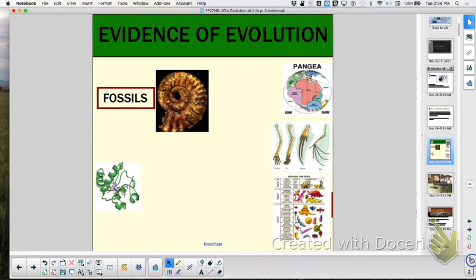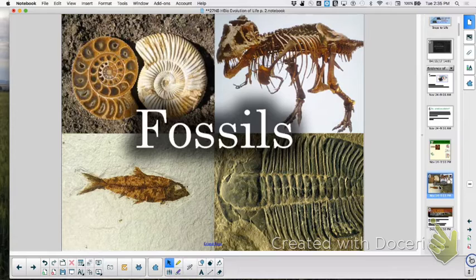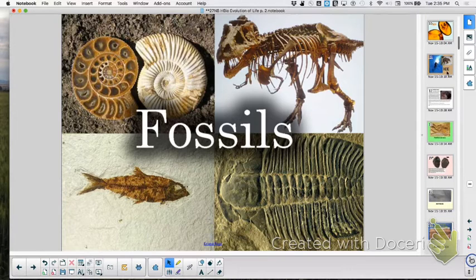To be a fossil, you have to be 10,000 years old. And you have to be the actual thing itself? No, you could be footprints and imprints of a cat. Let's just keep going through here. Fossil, okay, 10,000 years. We looked at different ones.